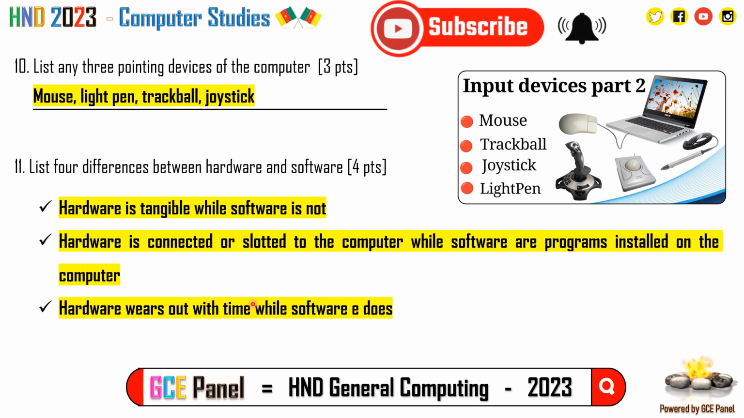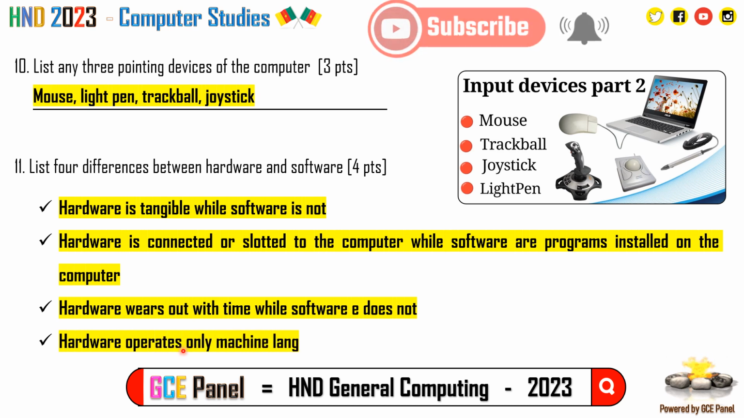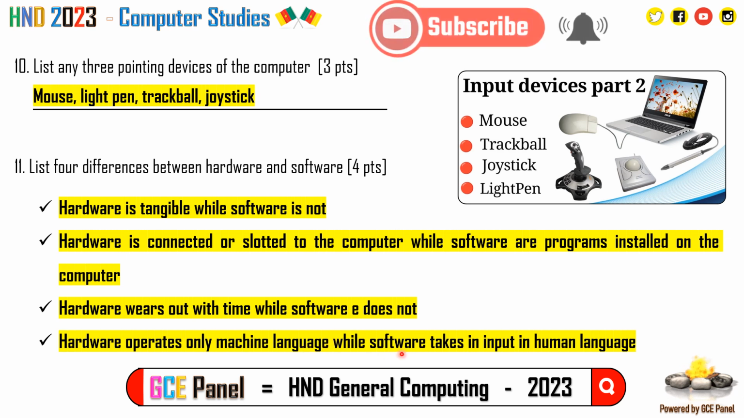Hardware wears out with time slowly, while software does not wear out. It can only be outdated. Hardware operates only machine language, while software takes input in human language. So you have 4 points here.